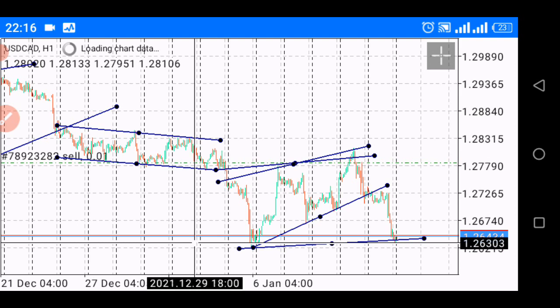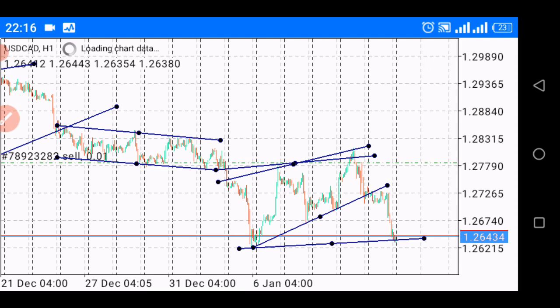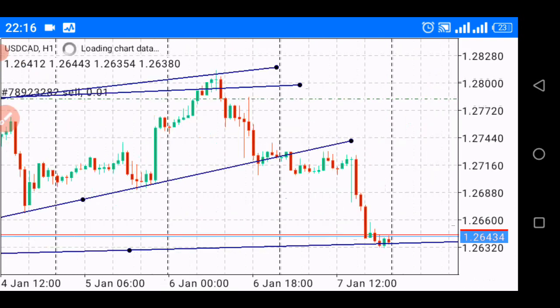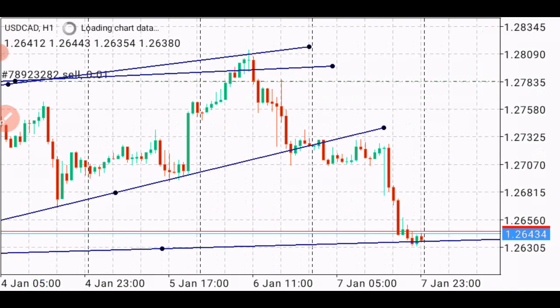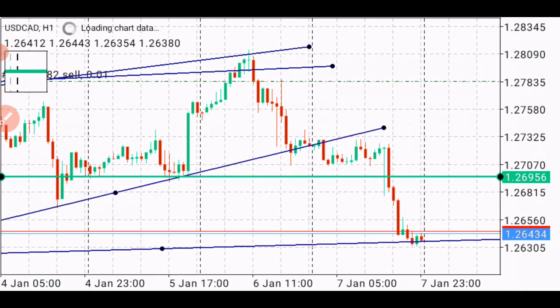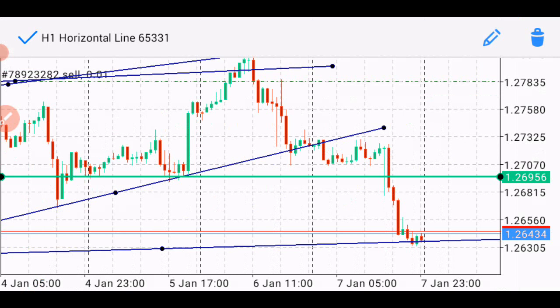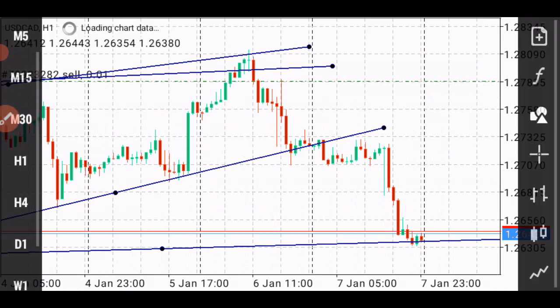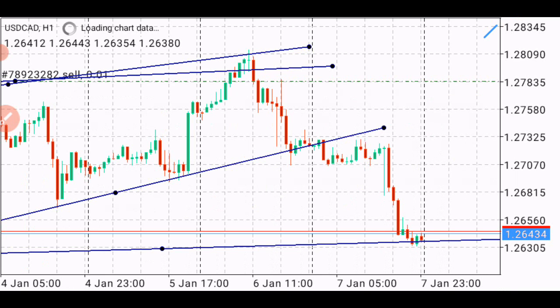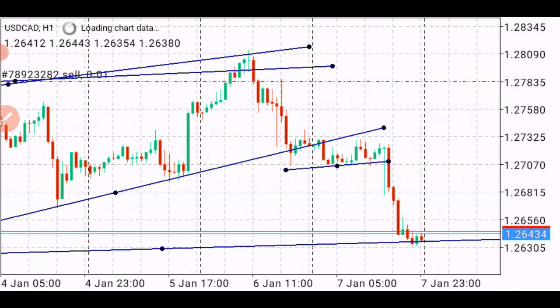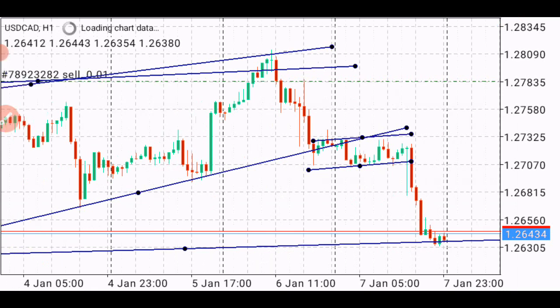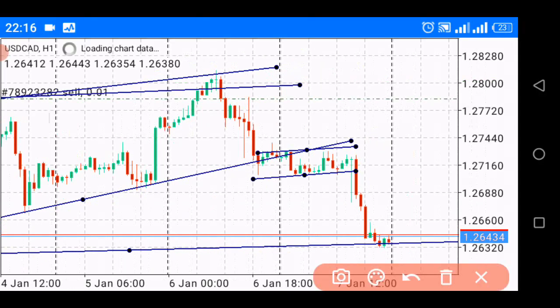And if you look at this place too, you are going to see something again. You are going to see a flag. You are going to see a flag too. This is also a flag. And after the flag, you have a breakout. You have a breakout to this downside.